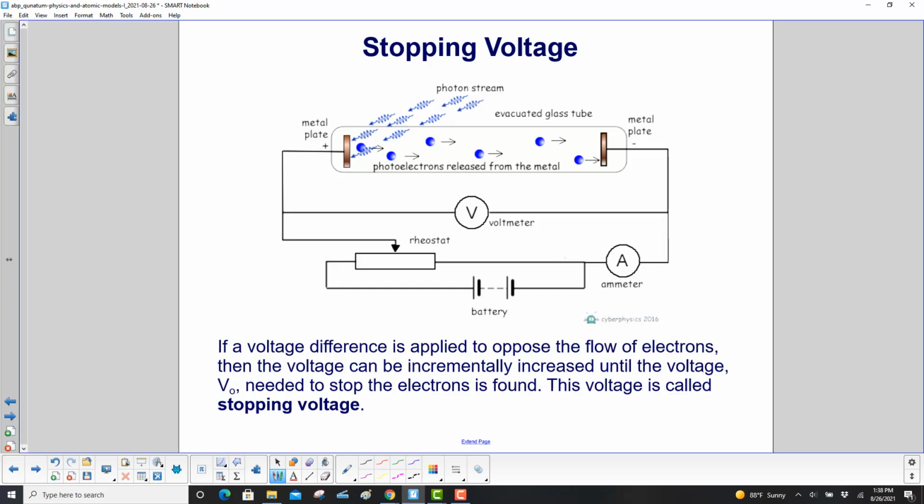If a voltage difference is applied to oppose the flow of electrons, what's happening here? We've got the photons coming in, it hits the metal plate and releases photoelectrons, which of course are negatively charged. But we're going to apply a voltage difference, so this is the negative side here, and this is positive. So what's that going to do? That's going to slow those photoelectrons down, right? Because it's going to put a force on them in that direction. So we will incrementally increase that voltage by using this rheostat, which will vary the voltage. We'll incrementally increase until the voltage V0 needed to stop the electrons is found. This voltage is called the stopping voltage.